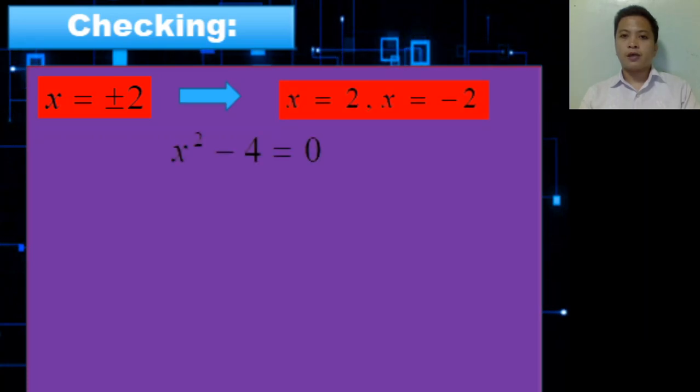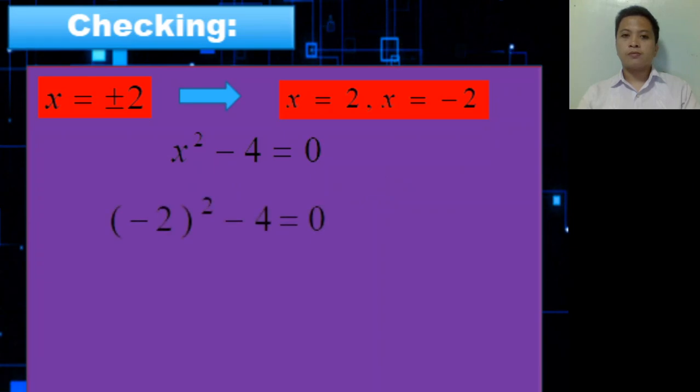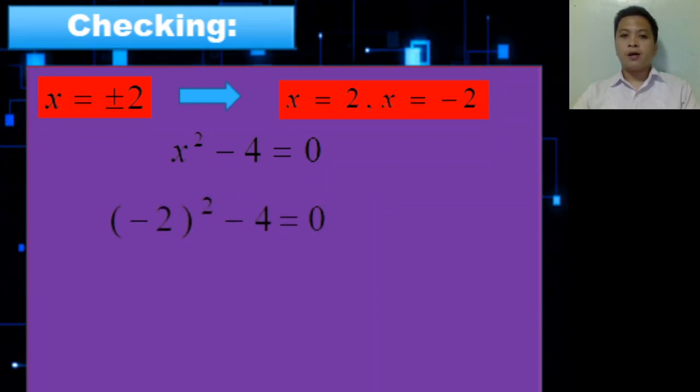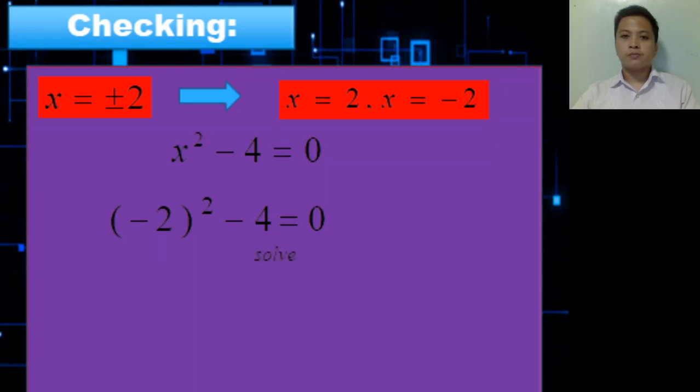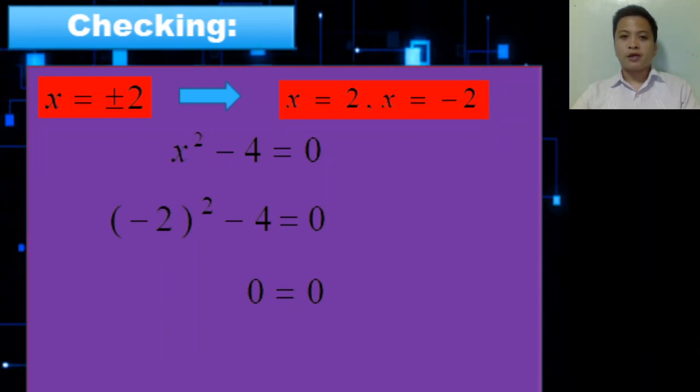Now we will use negative 2. Substitute negative 2 into the equation. We will have negative 2 squared minus 4 is equal to 0. Solve. 0 is equal to 0. Both positive and negative 2 satisfy the equation x squared minus 4 is equal to 0. That makes our answer correct.